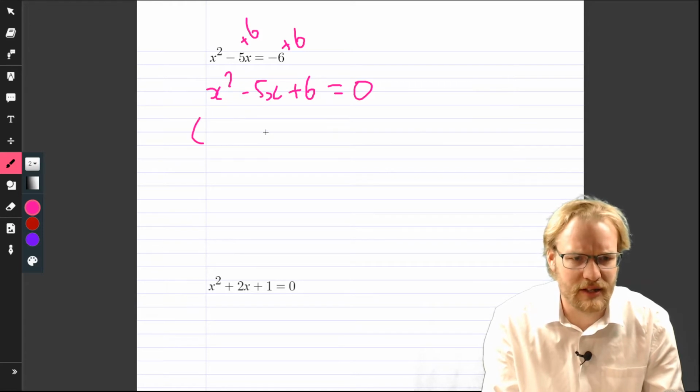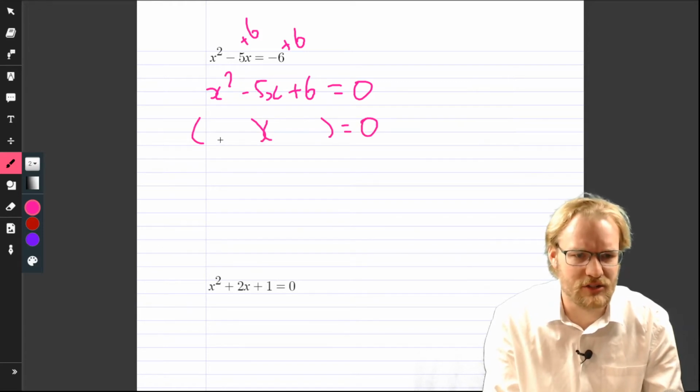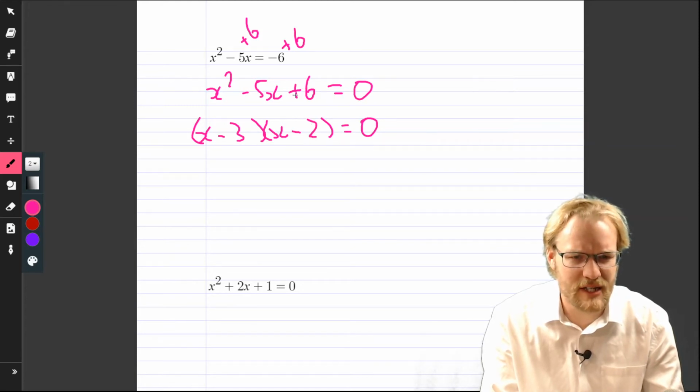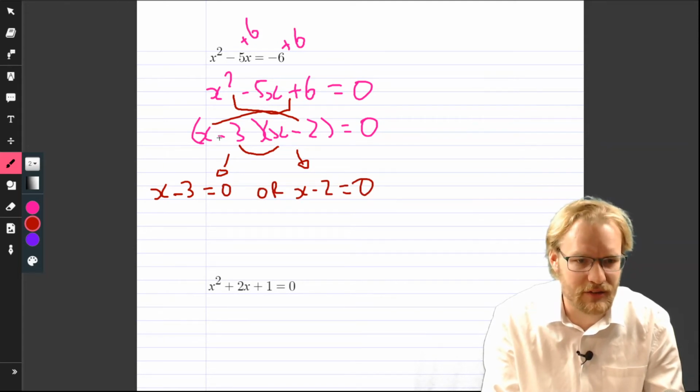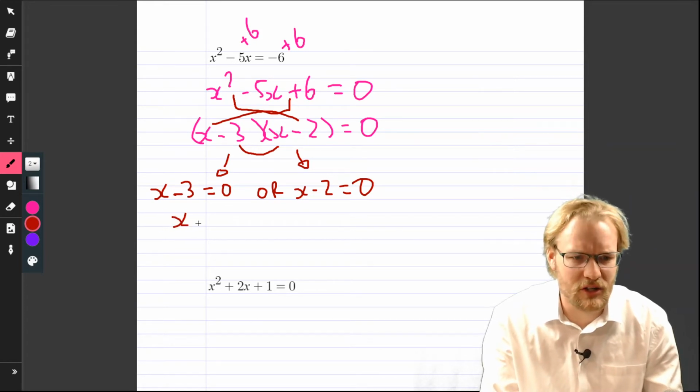Okay, this looks like a trinomial that I now must factorize into bracket, bracket. X times x gives us x squared. I have the feeling that it's going to be 3 and 2. 3 times 2 gives us 6. And negative 3 times negative 2 gives us positive 6. And if I check it, negative 3x minus 2x gives us the minus 5x we want. Cool. That means that there are two solutions. X minus 3 equals 0, or x minus 2 equals 0. Either that bracket equals 0 or that bracket. So x equals 3 or x equals 2.